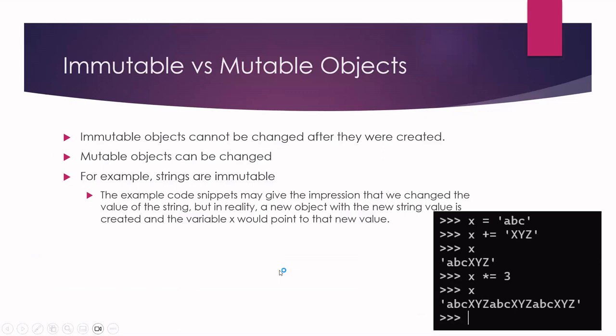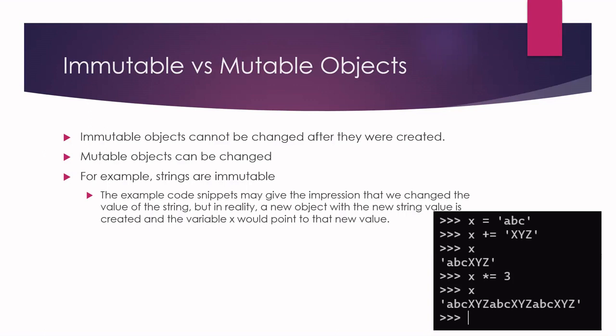So before we talk about these types, we need to understand the difference between mutable objects and immutable objects. Are you familiar with that concept, mutable and immutable? Mutable means it can be changed. Immutable means it cannot be changed. So what does that mean? Let's start with talking about the strings.